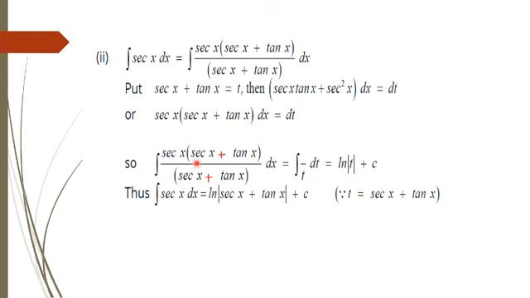Replace the values. In the numerator we have dt, and in the denominator we have only t, which means a function with its derivative in the numerator, so natural log of the function plus c. Replace the value of the function. What is the value of t? That is secant x plus tan x. So the integration of secant x dx is natural log of secant x plus tan x plus c. These are the two parts of your example number 5 on page 133.